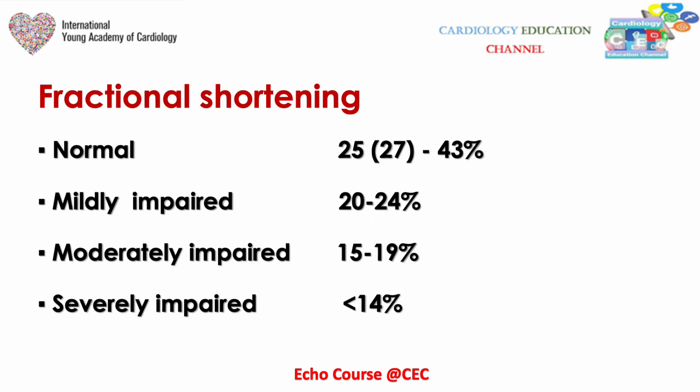So what are the normal values of the fractional shortening? The normal value for fractional shortening is either 25 or 27 in some guidelines, up to 43%. Mildly impaired is from 20 to 24%. Moderately impaired is from 15 to 19%, and severely impaired is below 14%.